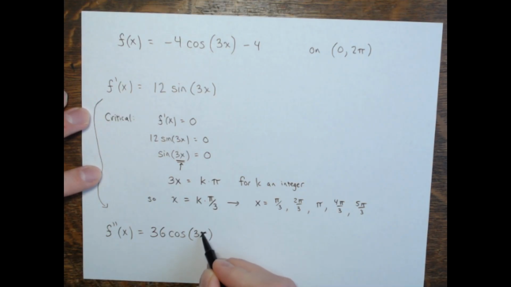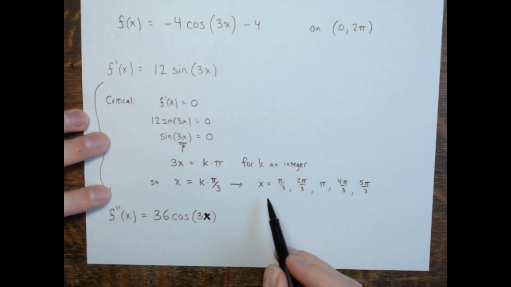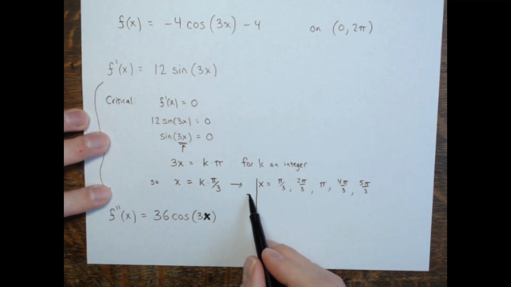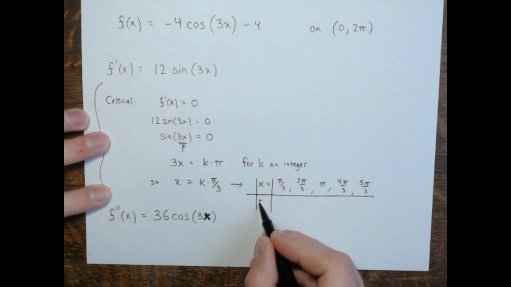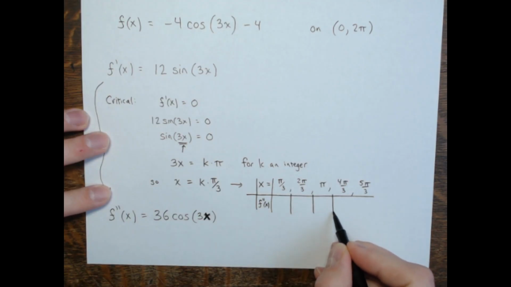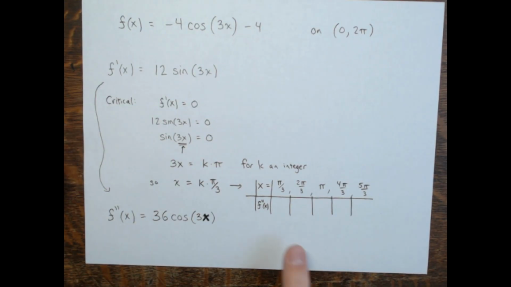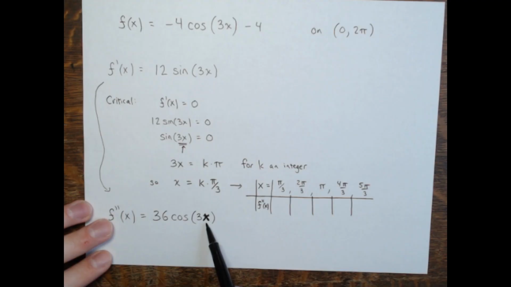3x, sorry, not pi. That's an x. So 36 cosine 3x. And then I'm just going to plug these values in to this f double prime function and see what we get. I'm going to make a little table out of them and see if we get positive or negative values. Every single one of these, when I plug this in, I'm getting some multiple of pi.